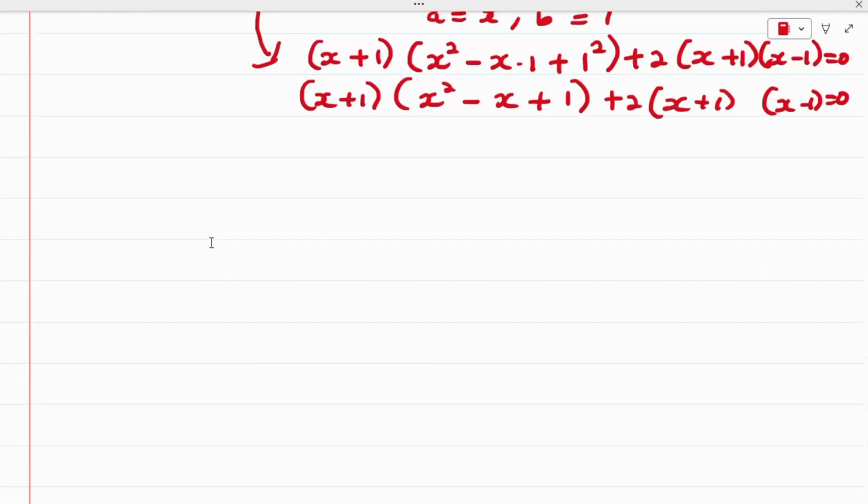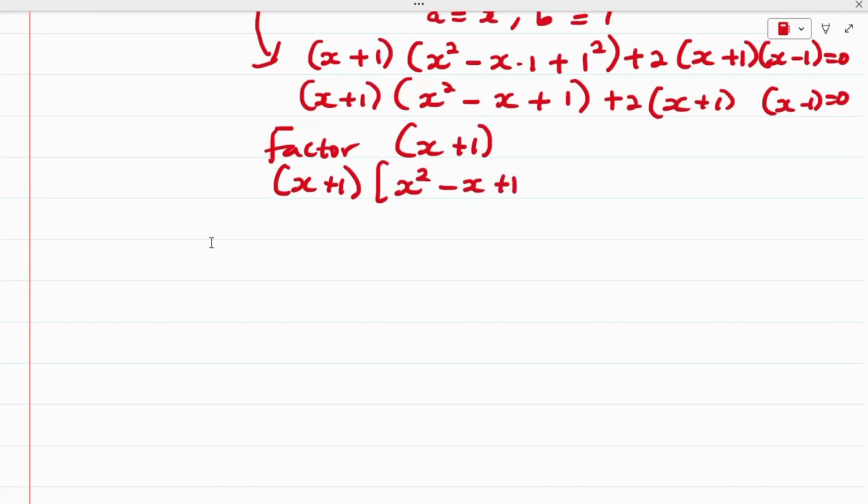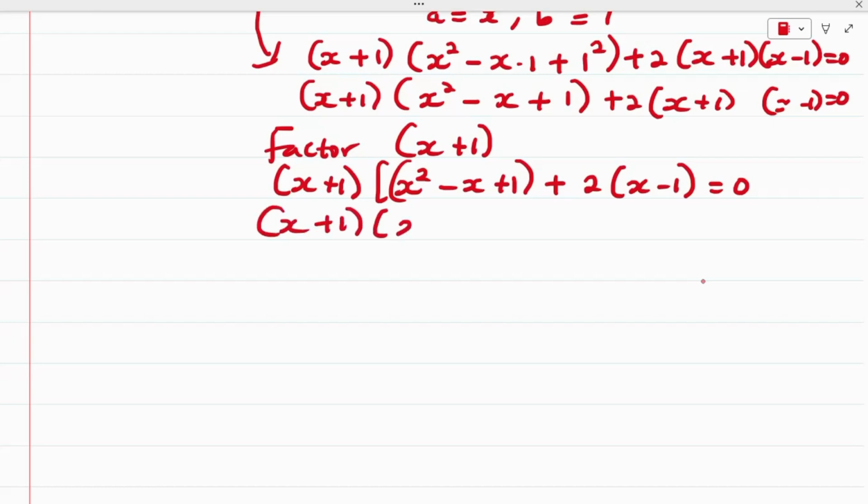So from here we want to simply factor out the common term, and the common term is x plus 1. So if you factor this out, we have x plus 1 into x squared minus x plus 1 plus 2 multiply x minus 1, and this is equal to 0. So we have x plus 1 into x squared minus x plus 1 plus 2 multiply x, 2 times x, plus times minus is minus 2 multiply 1 is 2, and this is equal to 0.